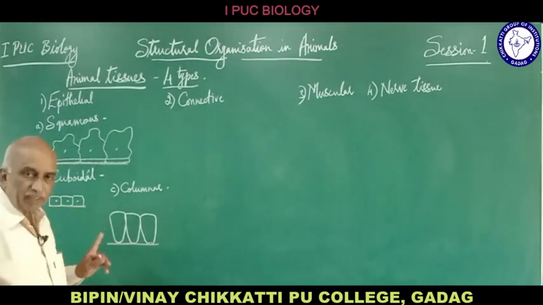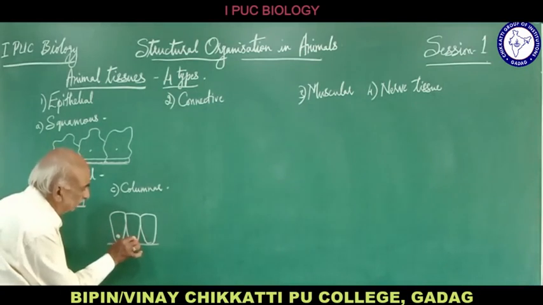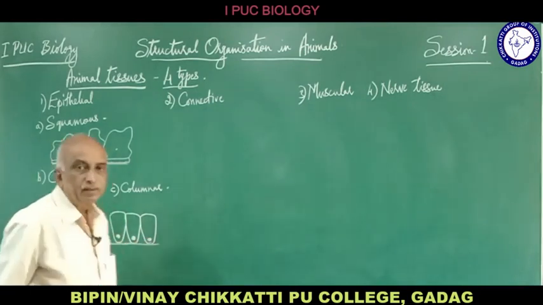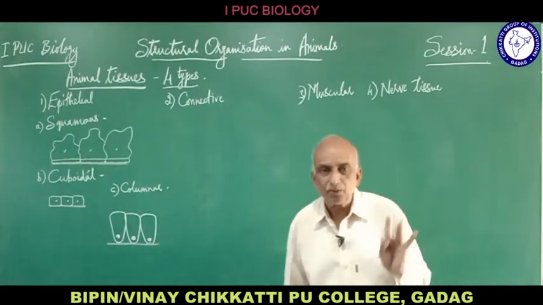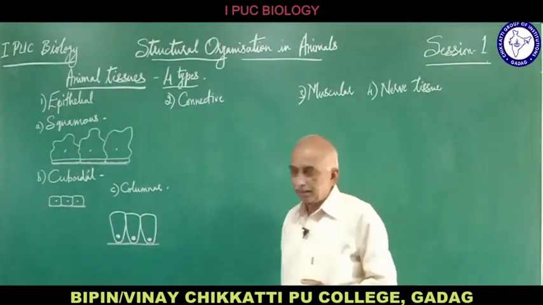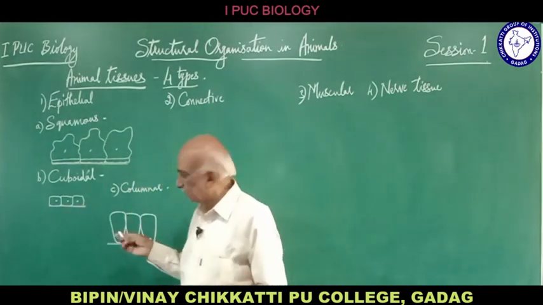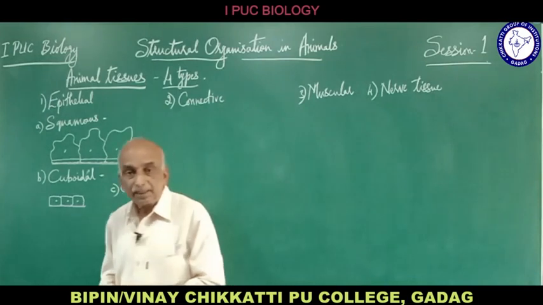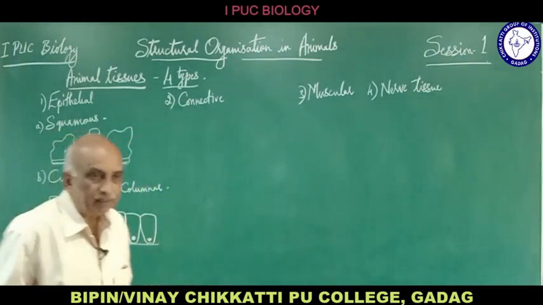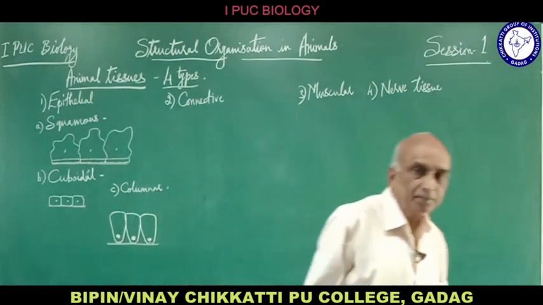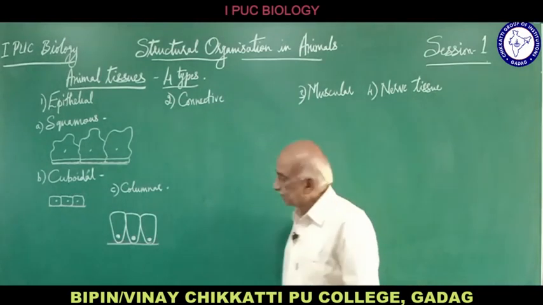Another important characteristic is that the nucleus is situated at the base of the cell like this, not in the center. But usually in the squamous and cuboidal, it is almost in the central region. But in some cases it may be away from the center. In columnar epithelium, the cells are elongated but not exactly cylindrical. They are broad at the free end and narrow at the base towards the basement membrane.